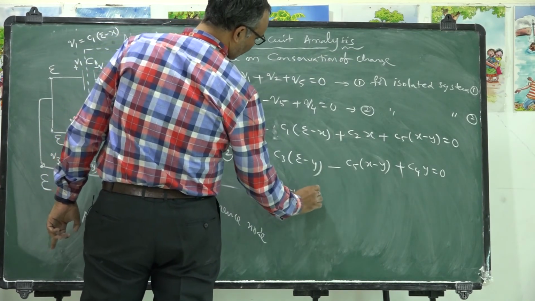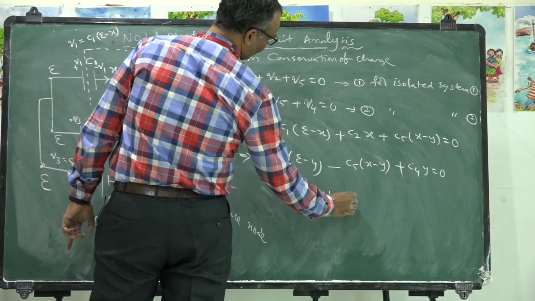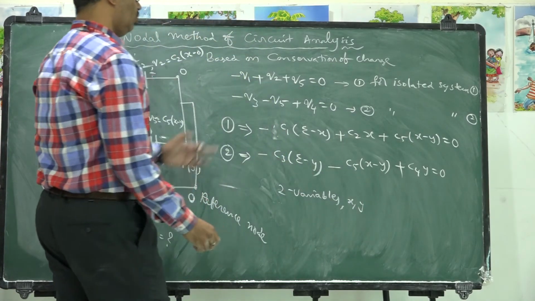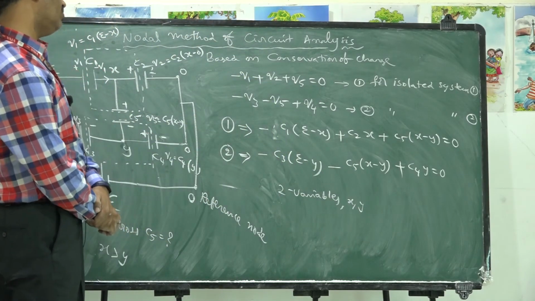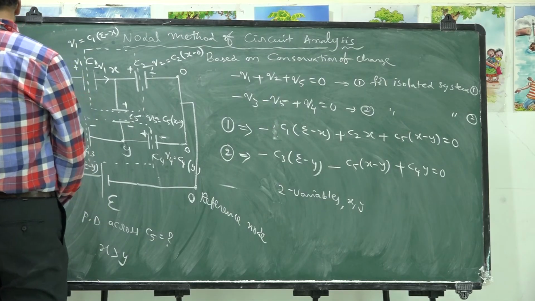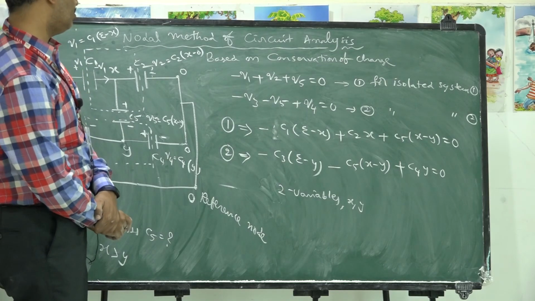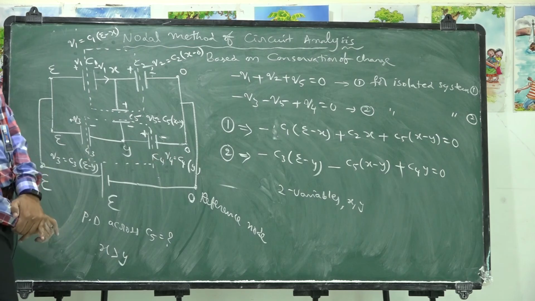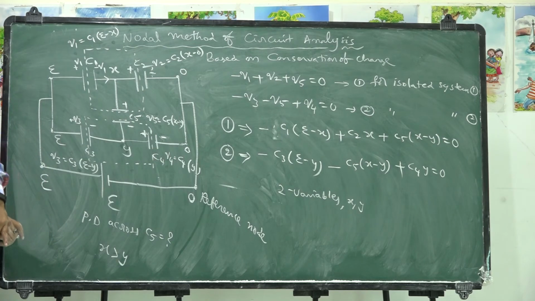2 variables, x comma y. 2 equations are there. By solving the 2 equations, you will get the values of x comma y. Equation solving is very, very simple. You do it as per your mathematics. So what are the 3 steps involved?